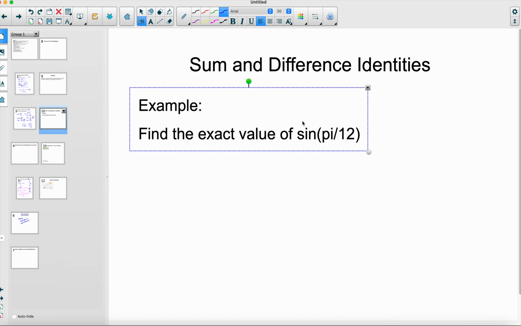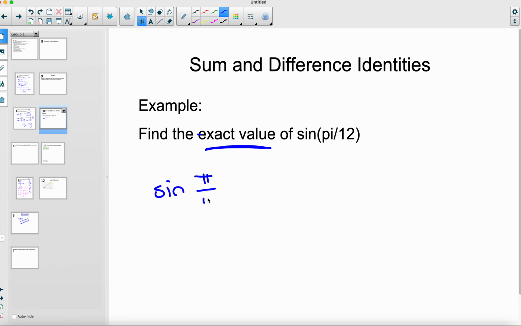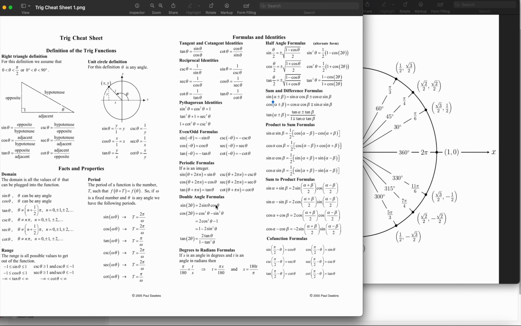It allows us to manipulate this angle to get, here's one of the indicators, an exact value of an expression. So if I write sine of pi over 12, it's not a special angle, so I can't find an exact value of this. I could plug it into my calculator and find a value, probably an irrational number, but the exact value I can't determine, because pi over 12 is not one of my unit circle angles.